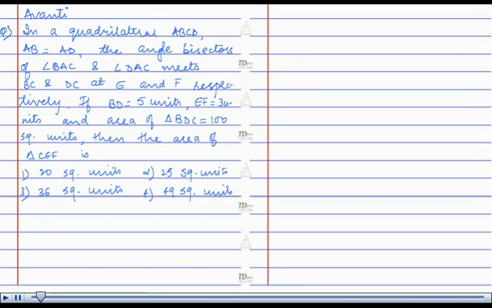The question is, in a quadrilateral ABCD, AB is equal to AD, the angle bisectors of angle BAC and angle DAC meet BC and DC at E and F respectively. If BD is equal to 5 units, EF is equal to 3 units and area of triangle BDC is equal to 100 square units, then the area of triangle CEF is.